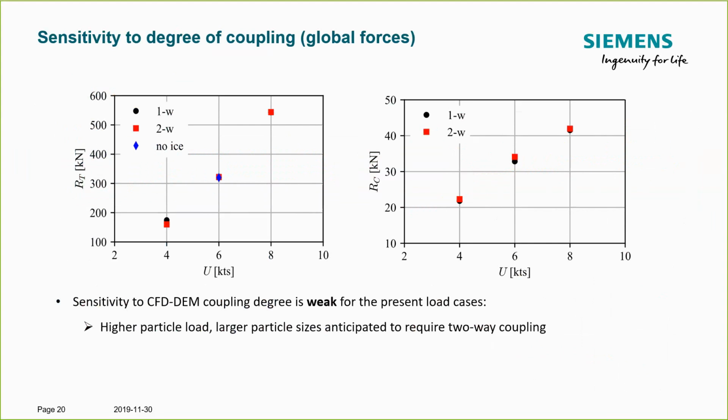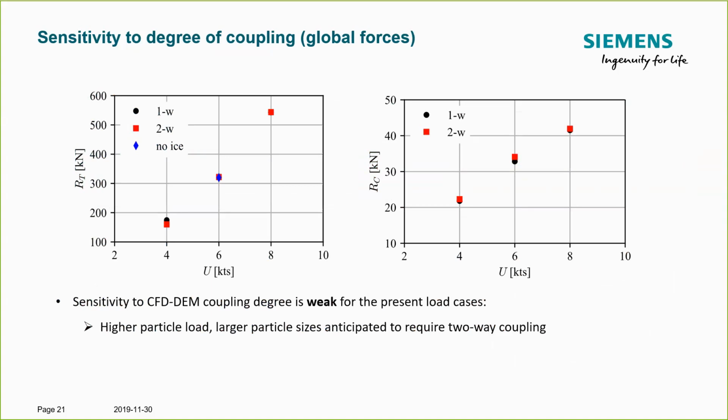Now let's look at the degree of coupling, and let's first look at global forces, so integrated values. Here we see resistance tests at 4, 6, and 8 knots. On the left-hand side, it's total resistance. On the right-hand side are the contact forces. On the left-hand side, we have three categories of data points: one-way coupling, two-way coupling, and no ice.